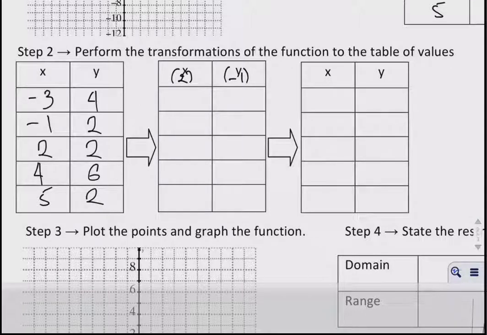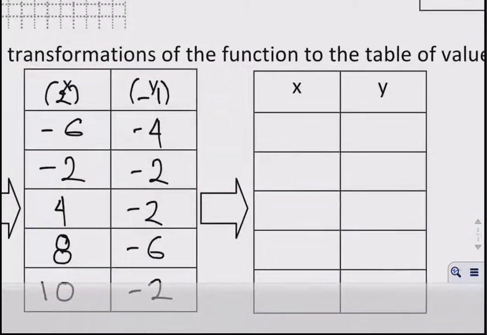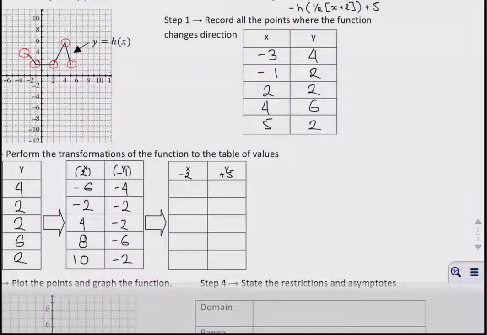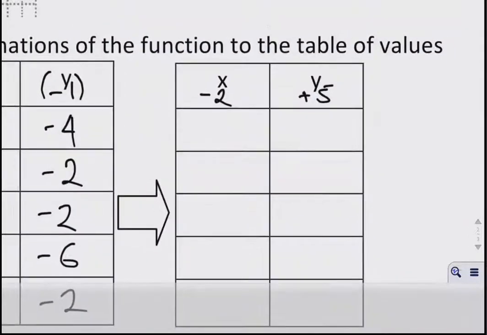So what do we get here? -6, -2, 4, 8, and 10. And for the y values, it's just everything pretty much becoming negative. Now for our horizontal shift, well, the x value we subtract 2, and the y values, we add 5. Okay, let me just take a peek at the original. Yep.